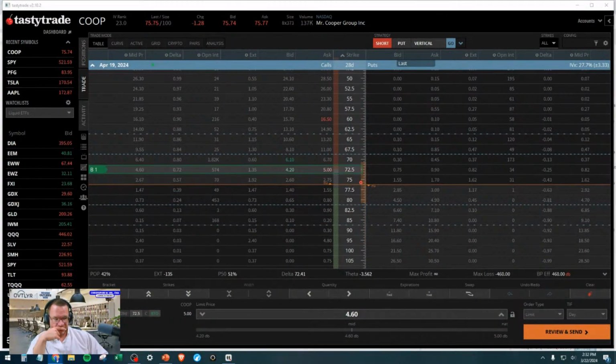Now, we want to get a good fill on this. 460's mid price. I'm going to start at 460. Just see what happens.